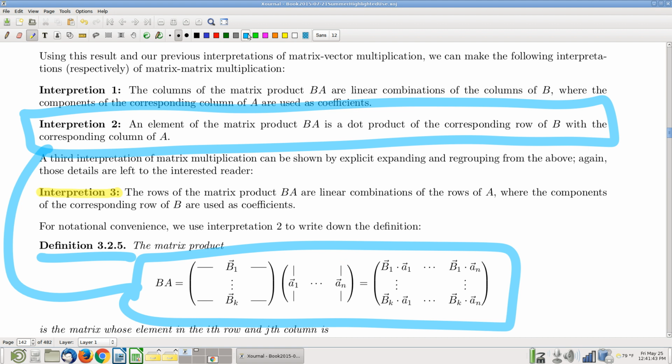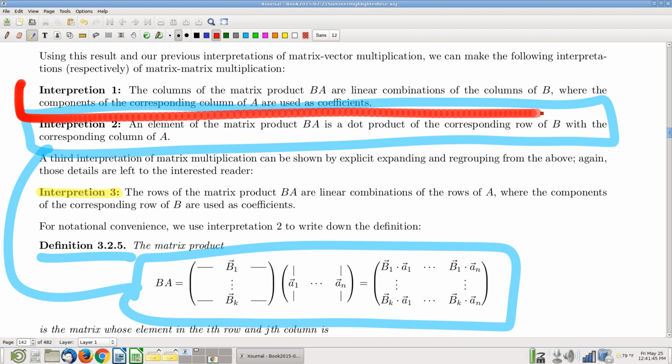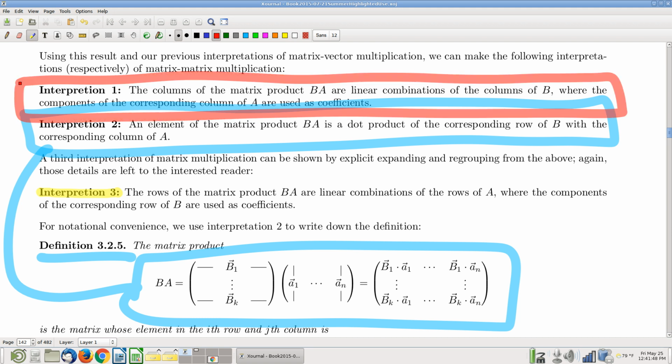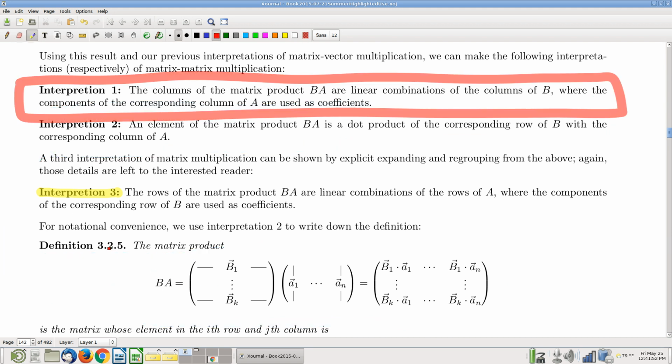But really, I think you'll find certainly later in the course, and even more so in Math 216, that what I have highlighted in red here, this is really the more valuable point of view, more valuable way to think about matrix multiplication. Linear combinations of columns of the left matrix.